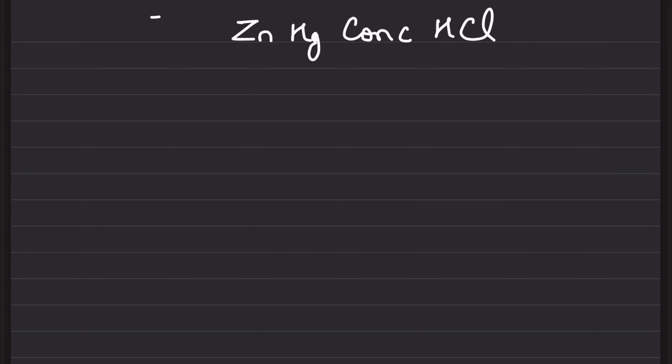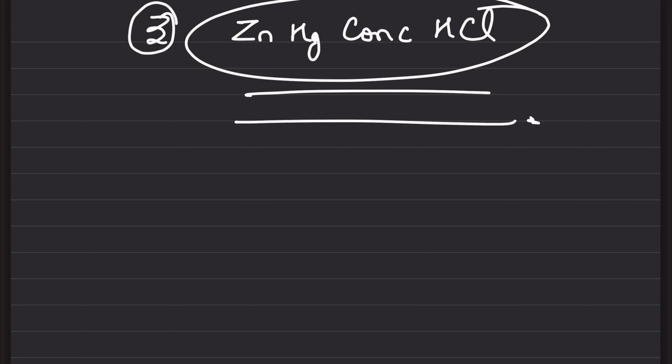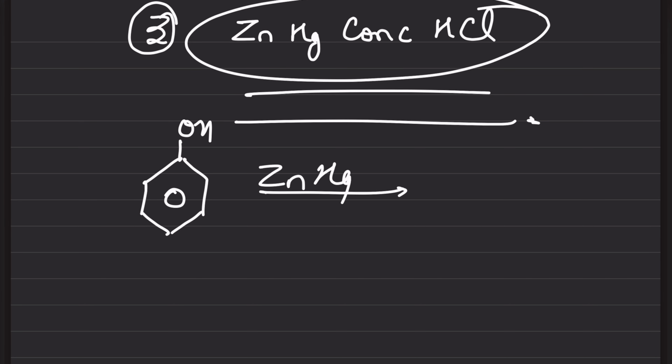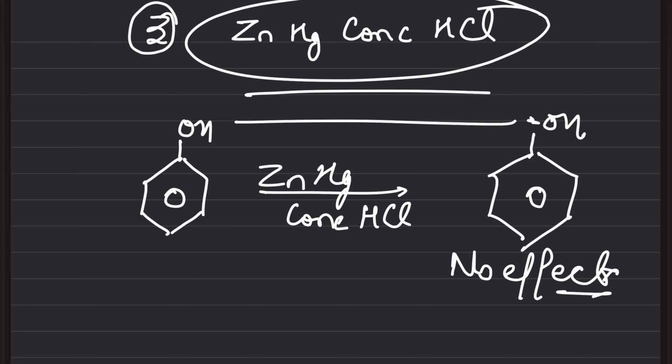So our third reagent is Zn-Hg concentrated HCl. When this reagent is present, what will be the products for the reactant? The first property: suppose that a phenol group is present, and we are using Zn-Hg concentrated HCl. The product will be the same as this reactant. So no effect is there on this phenol group.